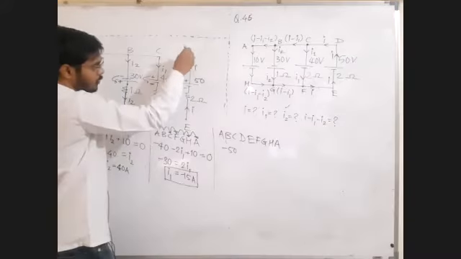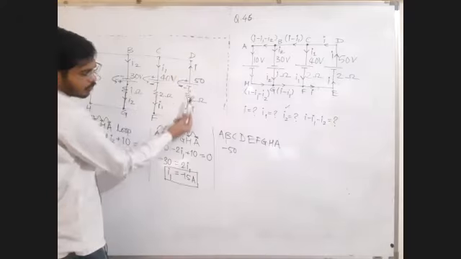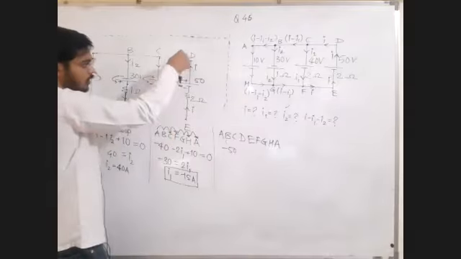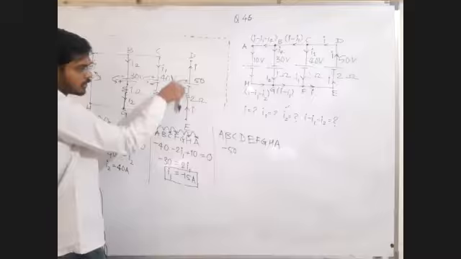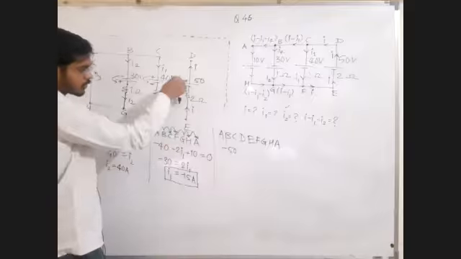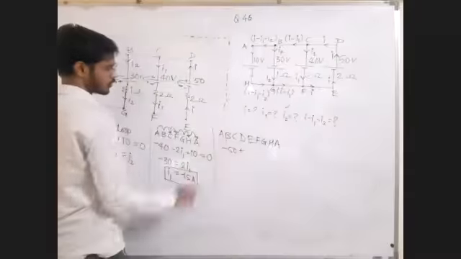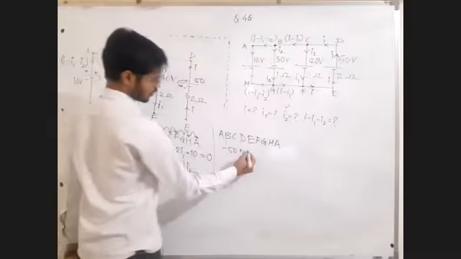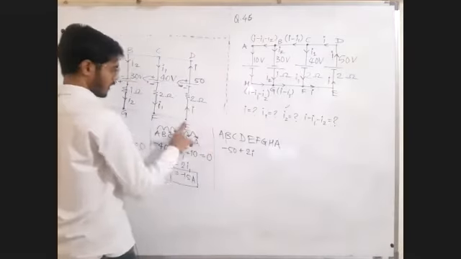Now I am moving from D to E, downwards, but the current is upwards. In this resistance, current is upwards. In the direction of current, voltage is negative, but opposite to the direction of current, voltage is positive. Current is upwards, I am moving downward, so voltage is positive. So I into R, 2 into I, will be positive. I came to point E.